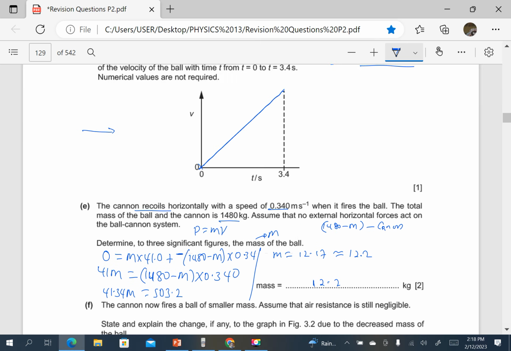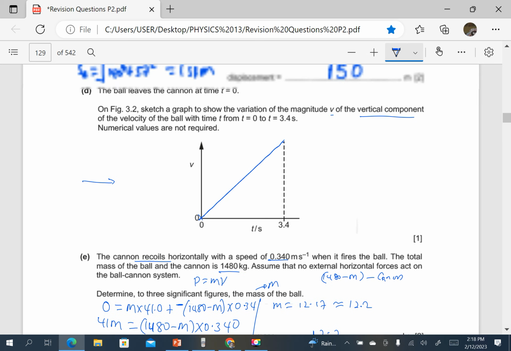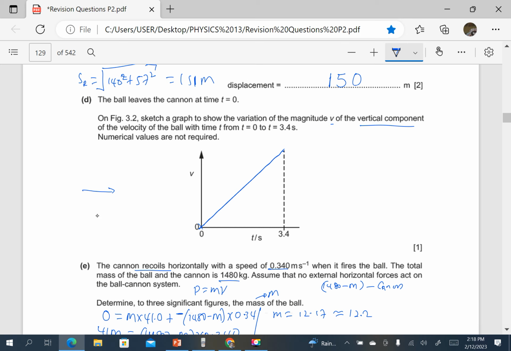For those who are good at mathematics, we can use mathematical relations. Since the initial momentum is 0, we can say the momentum of the recoil of the cannon, I'll call it mc, times its speed 0.34, should be equal to the momentum of the ball after. That will be mass of the ball times its speed, which is 41. Because total momentum initially was 0, it means the total momentum of the cannon is going to be equal to total momentum of the ball, because they move in opposite direction.